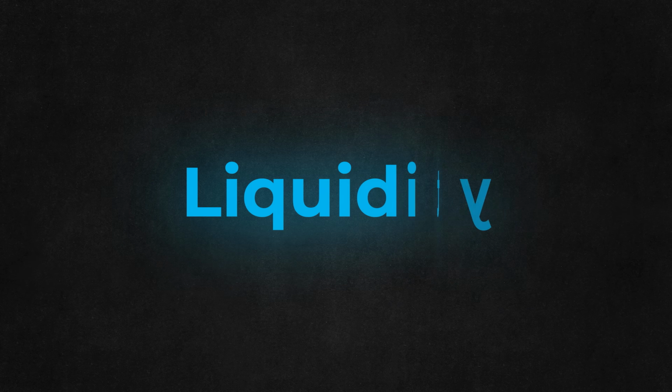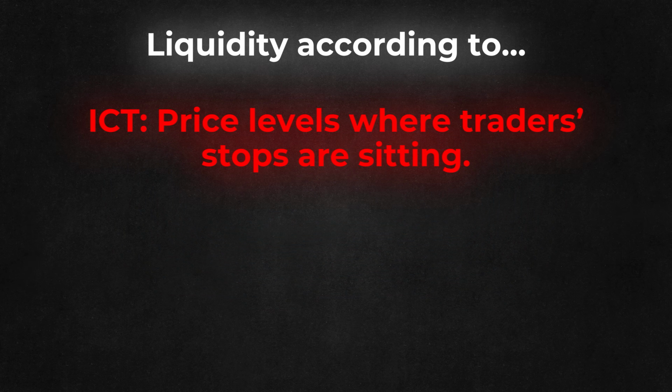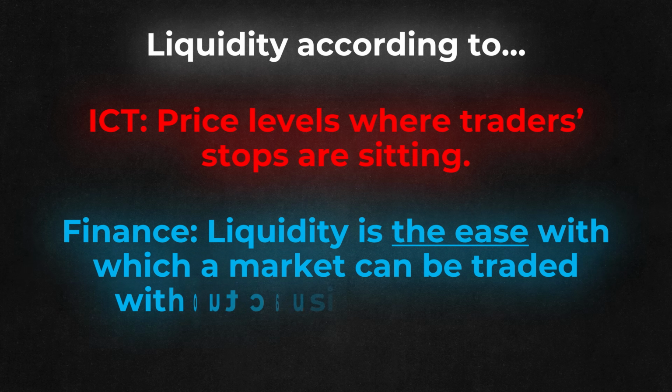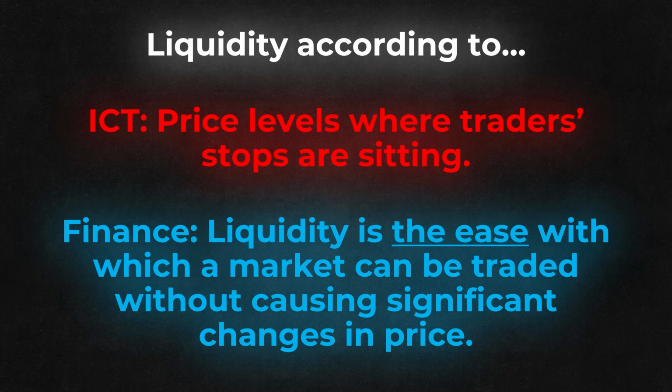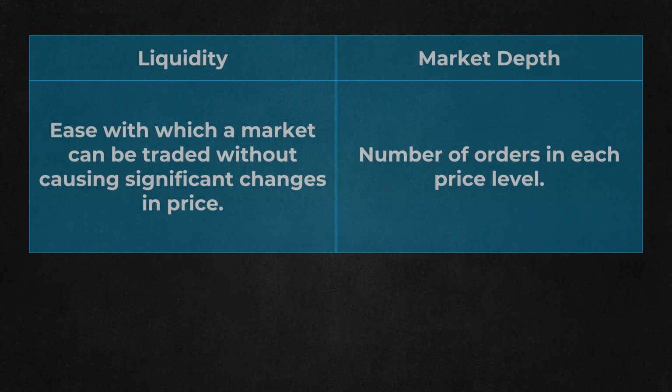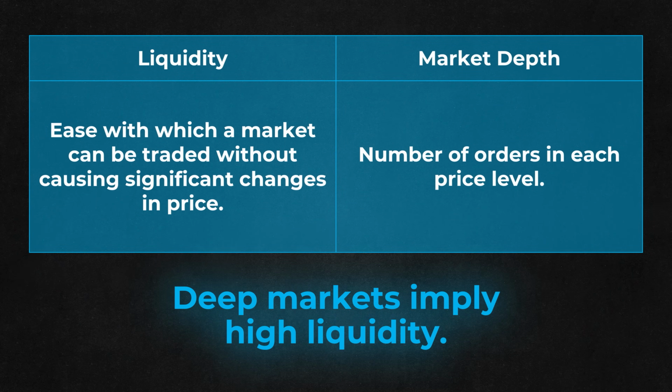According to the ICT method, liquidity is the price levels where traders' stops are sitting. This is why we saw those other concepts called buy-side and sell-side liquidity. So basically, any high or low in the chart can be considered liquidity in the ICT method. This is incorrect. Liquidity is not a price level. Liquidity is the ease with which a market can be traded without causing significant changes in price. Liquidity is directly linked to the idea of market depth, which is the number of orders in a price level.